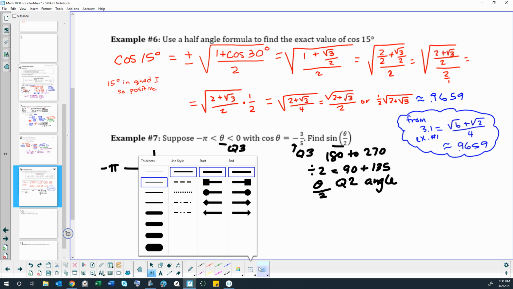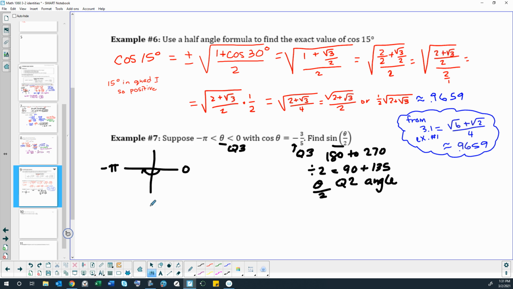Change colors here. Okay, so we have the sine of theta over 2. The formula for that is square root. I'm not going to write plus or minus because I already figured out that it's plus. 1 minus cosine theta over 2. Alright, let's simplify this. So we're going to start by plugging in the cosine that they gave us. So 1 minus negative 3/5. Yes, we have a double negative in there, and that's going to be important.